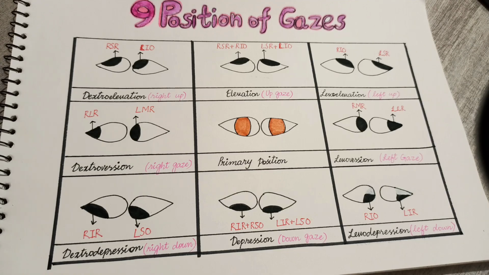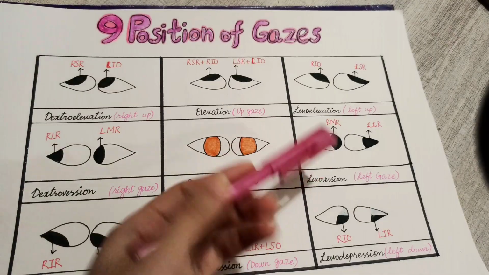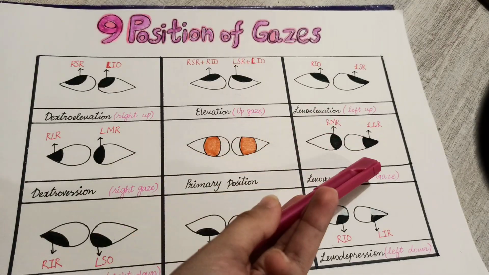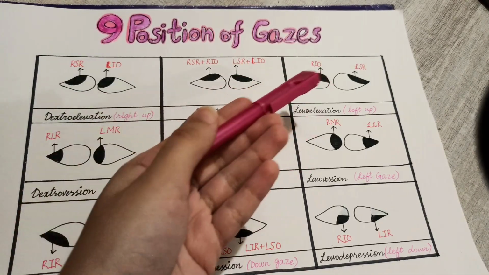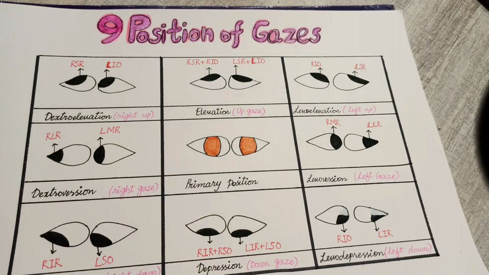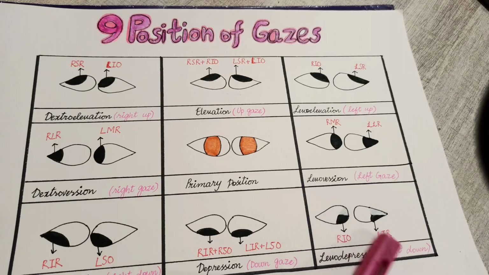Now when we talk about levoversion, in levo elevation and depression, in the case of levoversion, it's also simple. Left eye lateral rectus and right eye medial rectus are in action, and in the case of levo elevation, left eye superior rectus and right eye inferior oblique are in action. In the case of levo depression, the left down gaze, left eye inferior rectus is in action and the right eye superior oblique is in action.